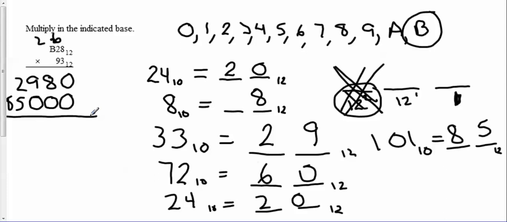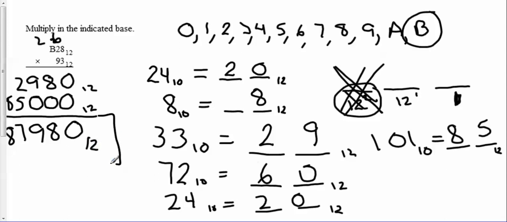Now we add. Now just remember, these numbers are in base 12. So if we add and we get a 12 or higher, we have to carry a group of 12 to the next column. So 0 plus 0 would be 0. 8 plus 0 is 8. 9 plus 0 is 9. 2 plus 5 is 7. And 8 plus nothing above it would just be 8. And that is in base 12. And that would be your answer in base 12.